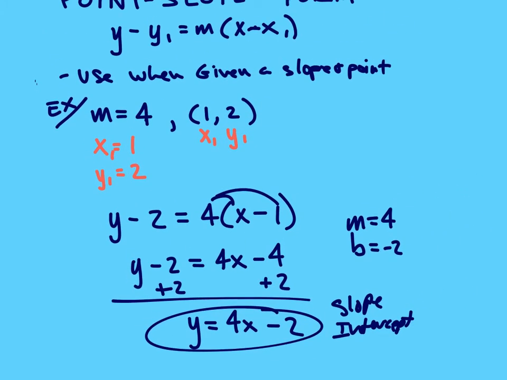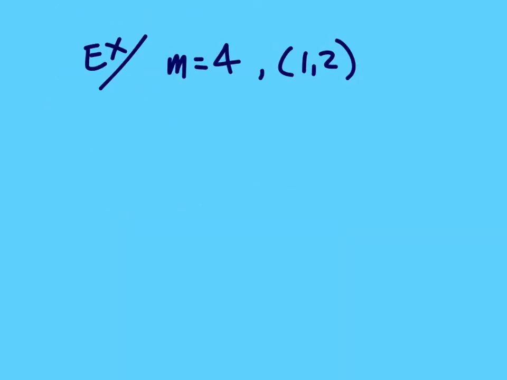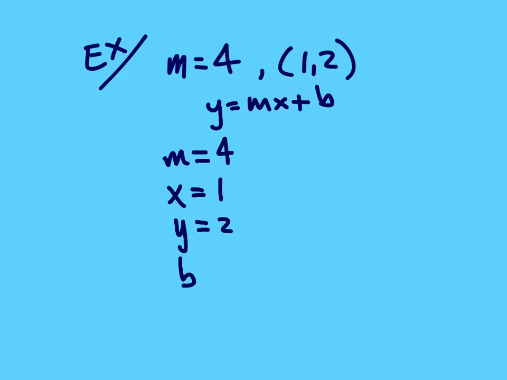Now, given a slope and a point, I could also use slope-intercept form to write the equation of a line. So I'm going to do the same thing, but I'm going to use y equals mx plus b. Now the variables that I have: my slope, which is 4, I have my x value, which is 1, and my y value, which is 2. The only thing that I don't have is b, okay? So I can substitute these values into my equation y equals mx plus b, and that's going to give me 2 equals 4 times 1 plus b.